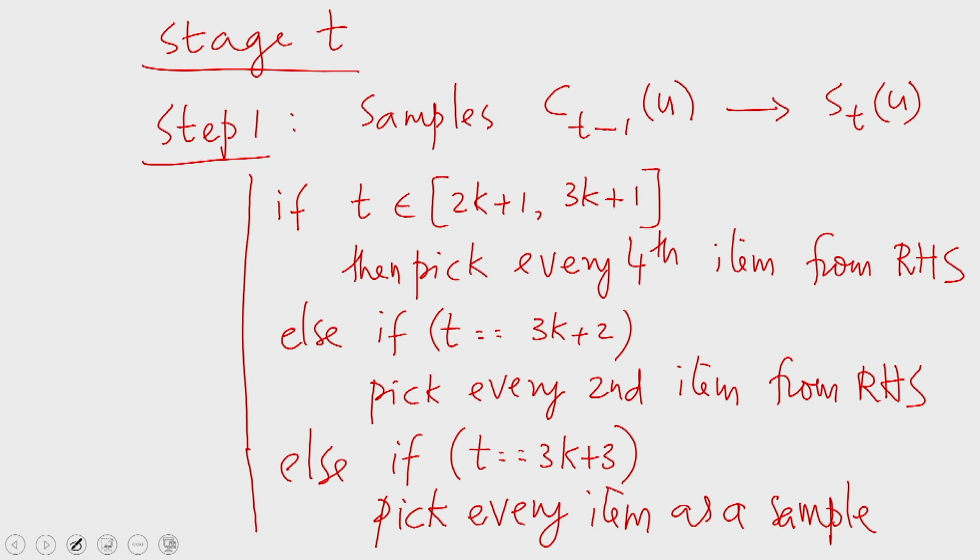Remember, if t happens to be greater than 3k plus 3 or less than 2k plus 1, there is no sampling. The sampling will happen at u precisely when t is within the closed range of 2k plus 1 to 3k plus 3. Outside of this range, there will be no sampling at u. So, whether sampling will happen at u depends on both t and k, where t is the stage number and k is the level number of u.